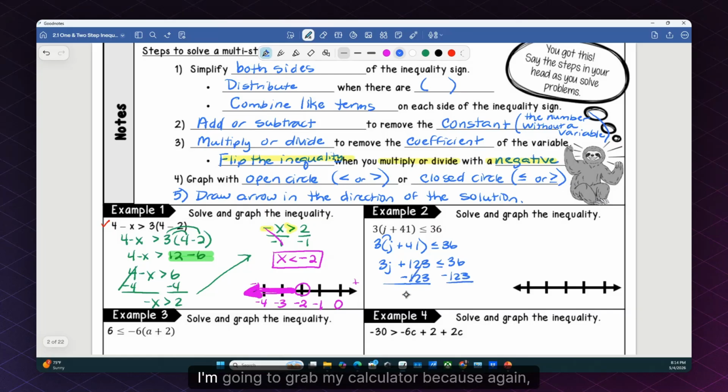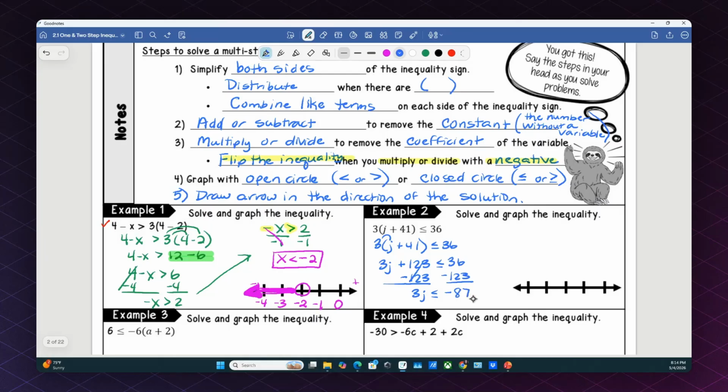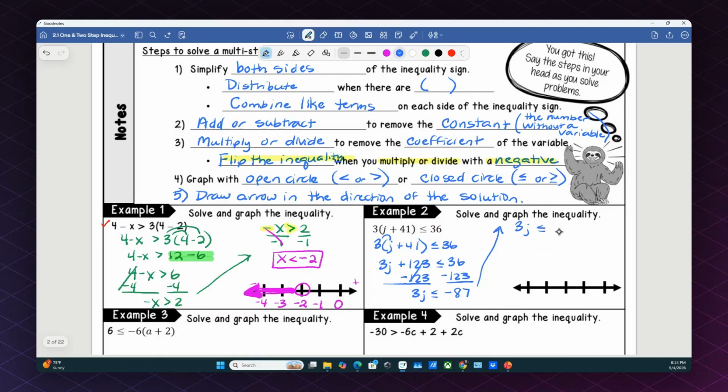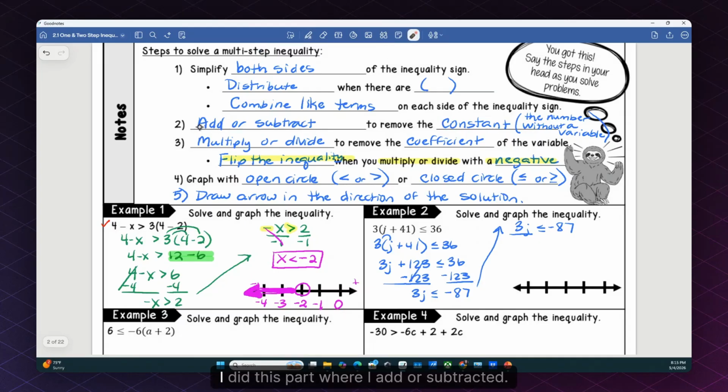And if I need to, I'm going to grab my calculator because, again, I can. And Desmos is an awesome online calculator. Okay, so 36 minus 123, that is going to give me negative 87. I can go ahead and just write this up here again to give myself a little bit of room. Let me back up. I did this part where I added or subtracted. And so now I've got just my variable and a number in front.